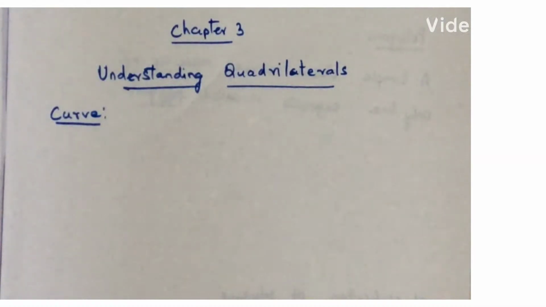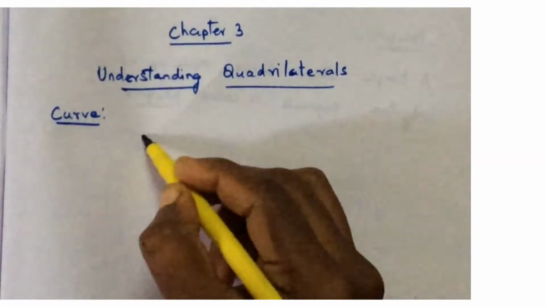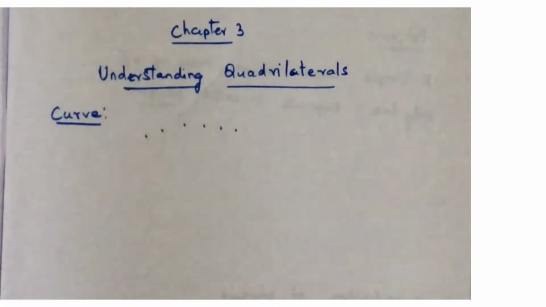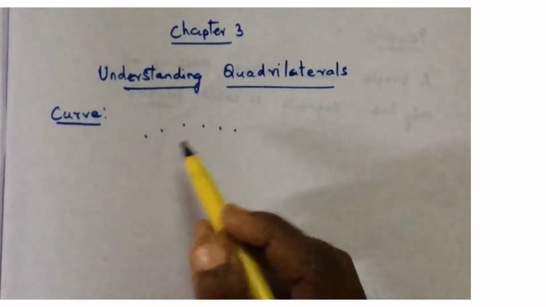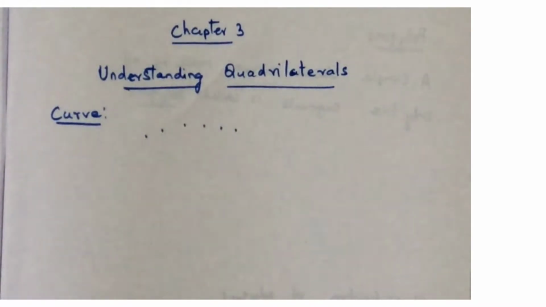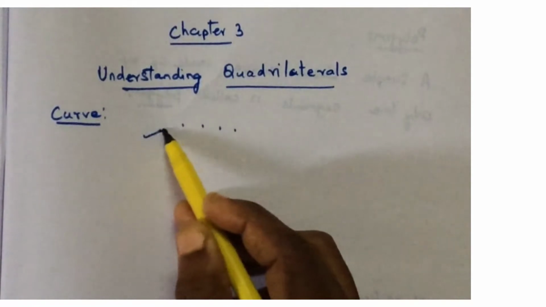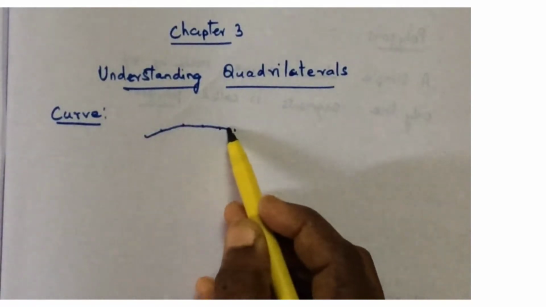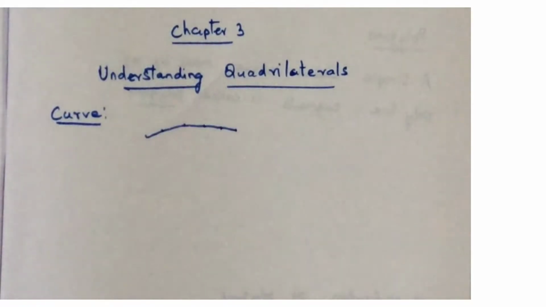Good morning. In this class we will start chapter 3, Understanding Quadrilaterals. First we will learn what is a curve. Consider a few points like this. If you join all these points without lifting your hand, then it is called a curve.